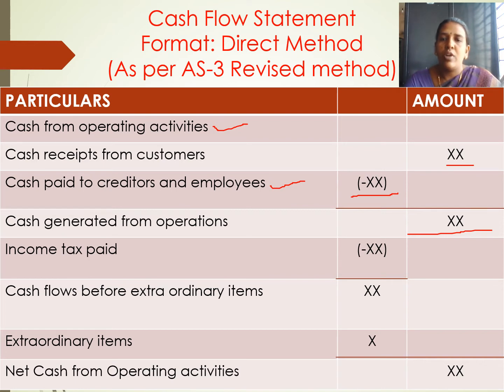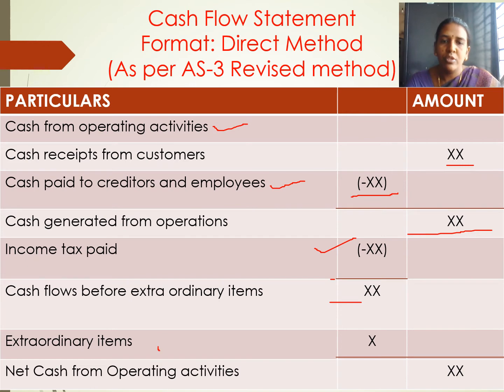Then from that we have to pay income tax. As we pay income tax, the cash goes out of the business organization, so we have to record it with the negative symbol. Then the net result is the cash flows before extraordinary items. If we have deducted cash paid from cash generated from operations, the amount is cash flows before extraordinary items.